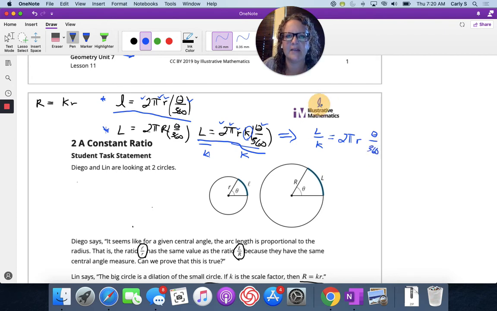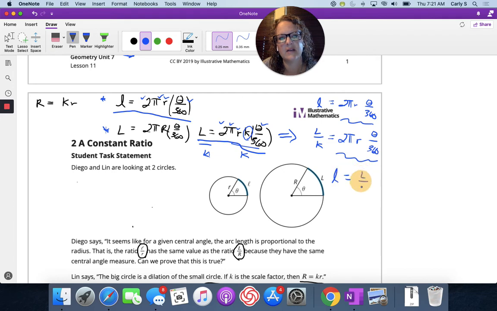And I have little l equals 2 pi r theta over 360. Now, when these two things are the same, I can set the left side of the equations equal to each other: L equals big L over K. All I did is take the right side of the equations, since they're equal, and substitute.